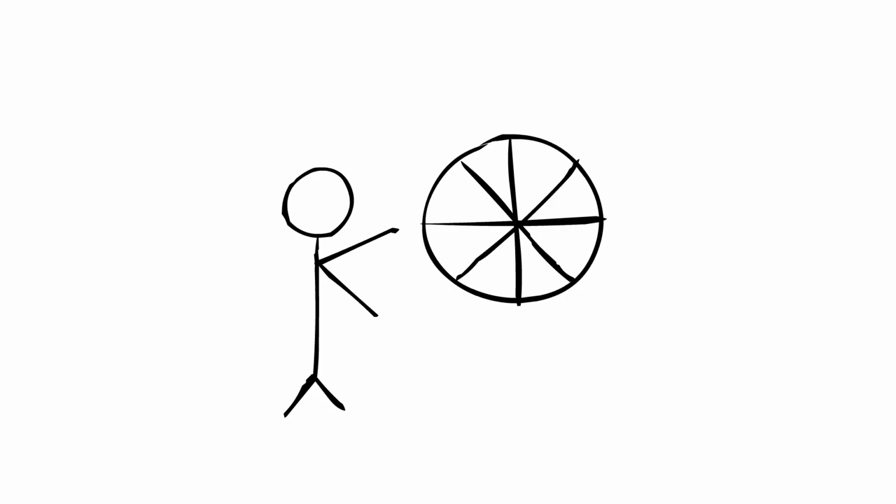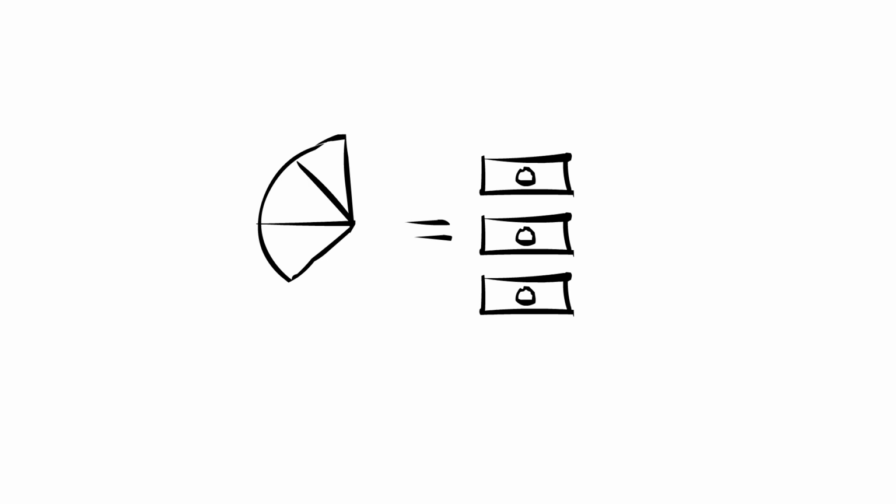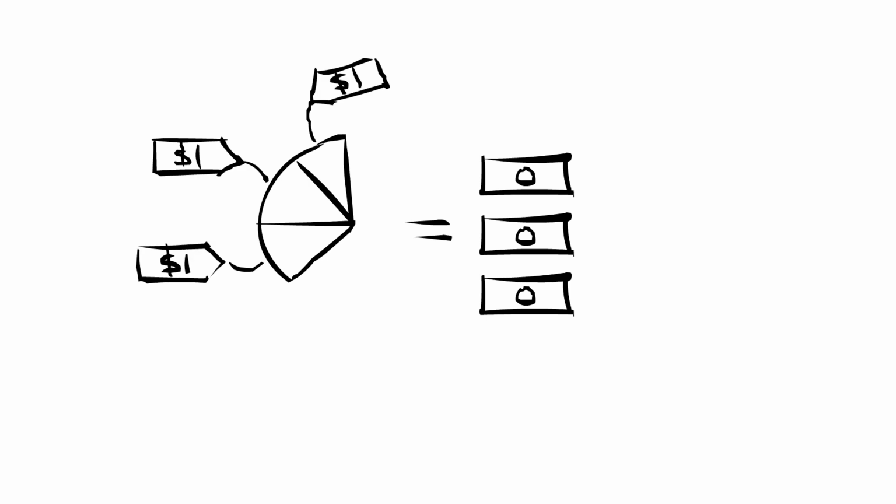So how many slices of that pizza is actually yours? 3 slices. And what are those 3 slices worth? $3, because each slice is worth $1 when you sell it, even if you haven't sold it yet.